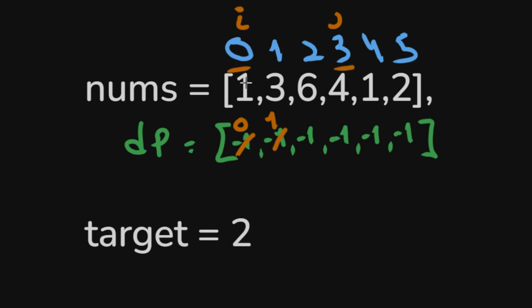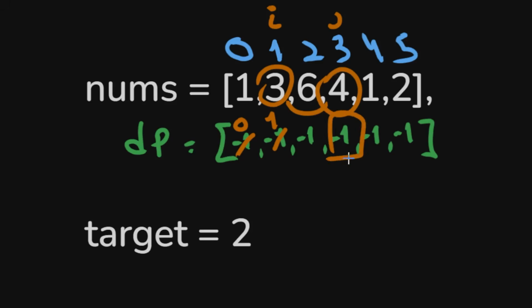Now we're looking at this scenario. The difference between these two numbers is 3, which is greater than the target, so we have to move the i pointer and this stays at -1. Next, we are here. The difference between the two numbers is 1, and 1 is in between 2 and -2, so this is a valid jump. Here we need to store the maximum between -1 and the value for the previous index 1 plus the value for the current jump. 1 plus 1 is 2, which is greater than -1, so this is 2.